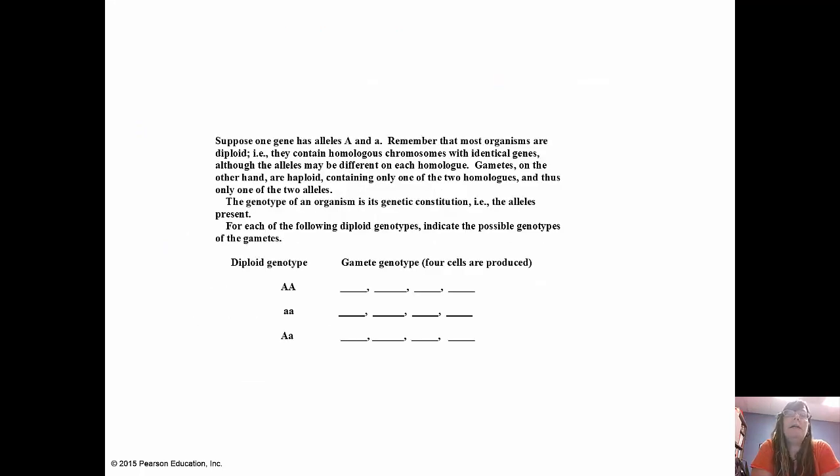So this is the first thing on your assessment. What you need to pay attention to is the gametes that are produced. 4 cells are going to be produced, and remember, gametes only have 1 chromosome in them. So for the first one, for example, big A, you're going to have 4 gametes that are produced, but each one only has 1 gene or allele. So it'll be big A, big A, big A, and big A. Okay? And then you can figure out the other 2, hopefully.